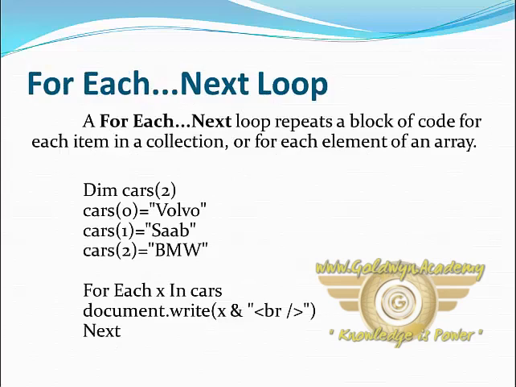For Each Next loop. A For Each Next loop repeats a block of code for each item in a collection or for each element of an array. Dim cars(2), cars(0) = "Volvo", cars(1) = "SAP", cars(2) = "BMW". For each x in cars, document.write x & "<br/>", Next.